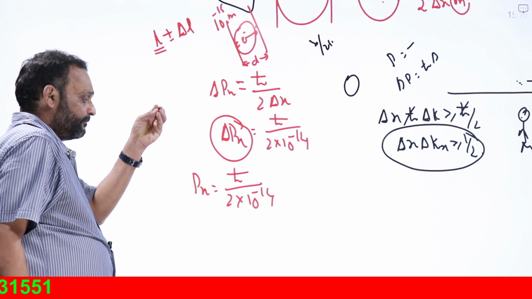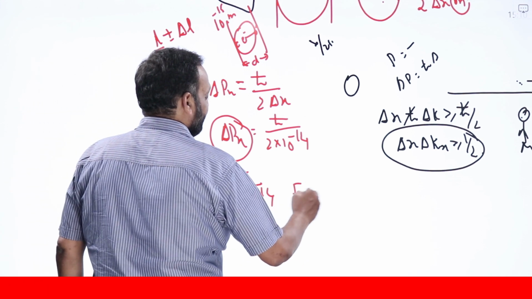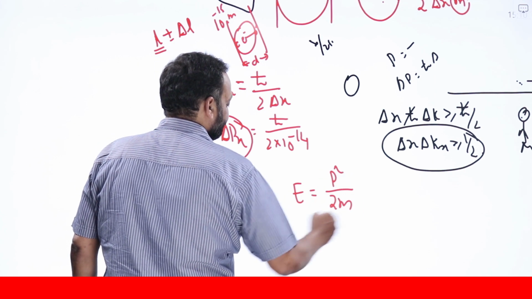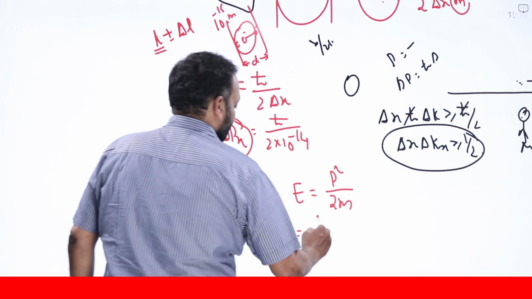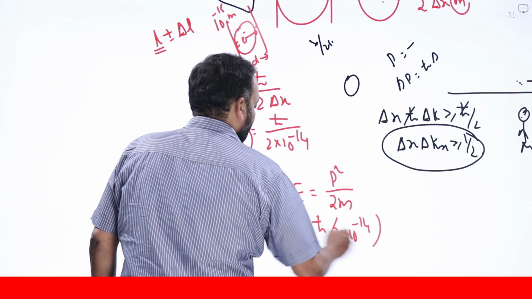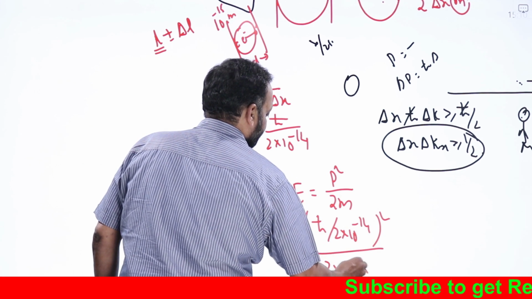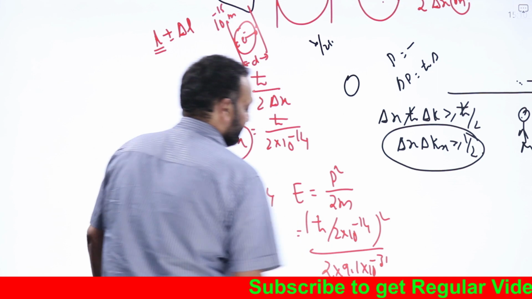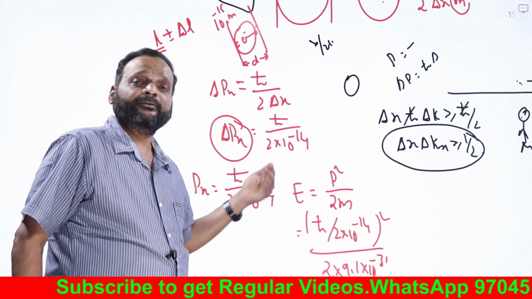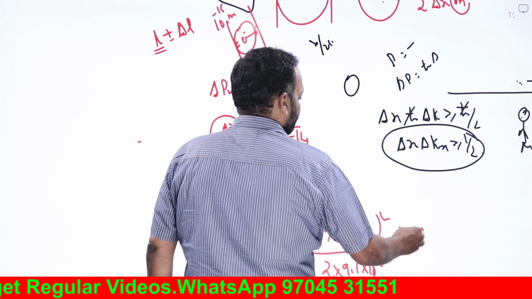If the minimum value of momentum is this much, what will be its kinetic energy? Kinetic energy is equal to p square by 2m. That is, h bar square, h bar by 2 into 10 to the power minus 14 whole square, by 2 into the mass of the electron, 9.1 into 10 to the power minus 31 kg. I'll substitute and get the energy in joules. Okay, I'll convert that into electron volts. I'll be getting something around 1000 MeV.